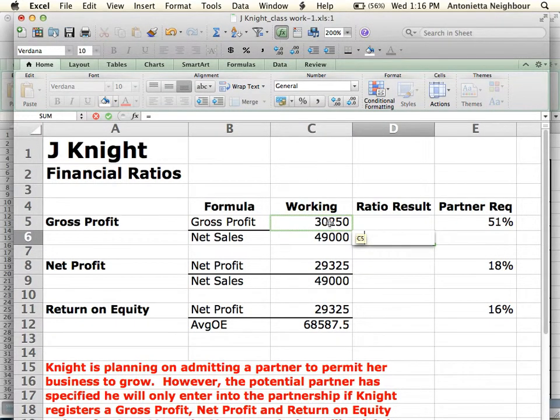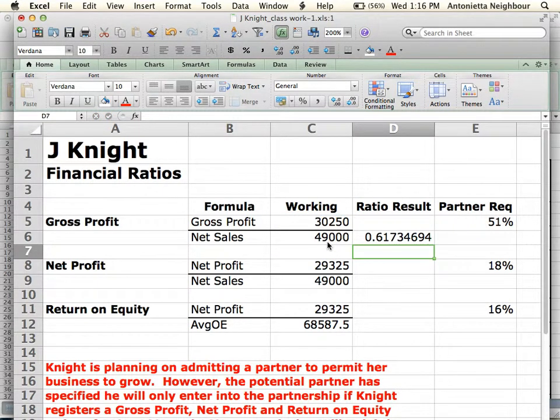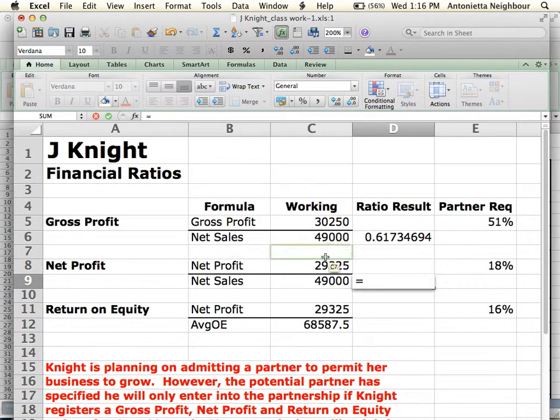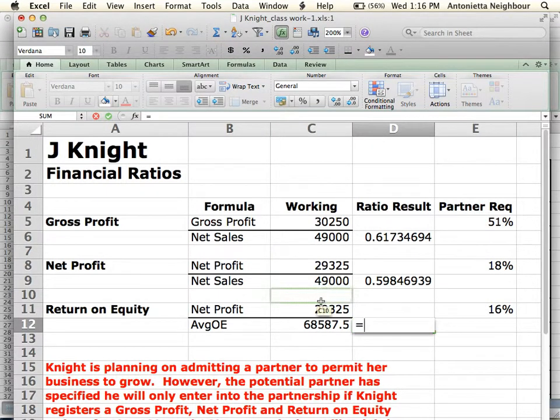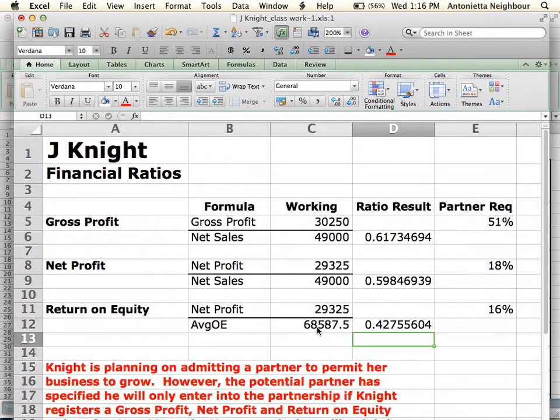It's basically just going to be for the gross profit divided by net sales. Net profit ratio equals net profit divided by net sales. And the return on equity is going to equal net profit divided by average owner's equity.